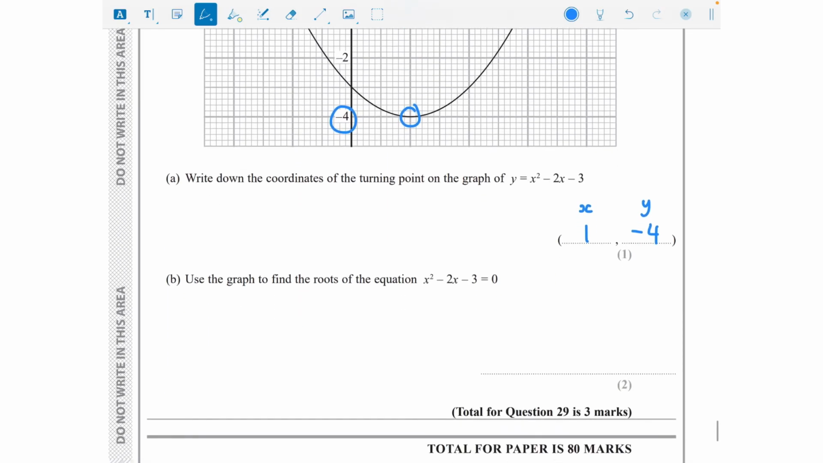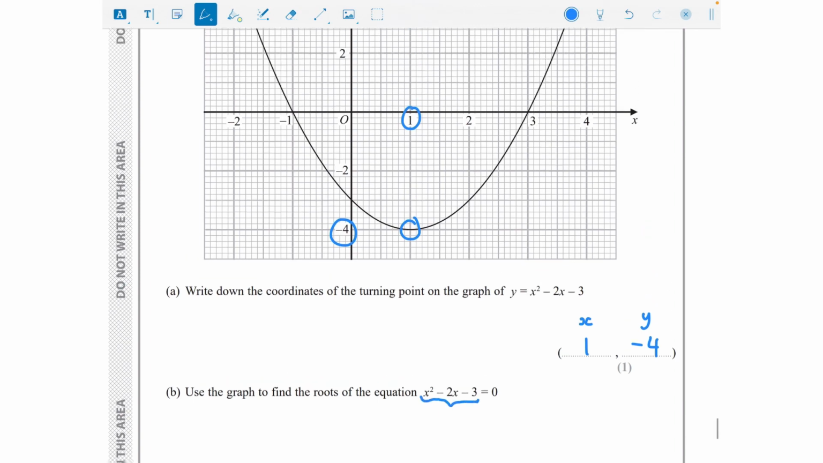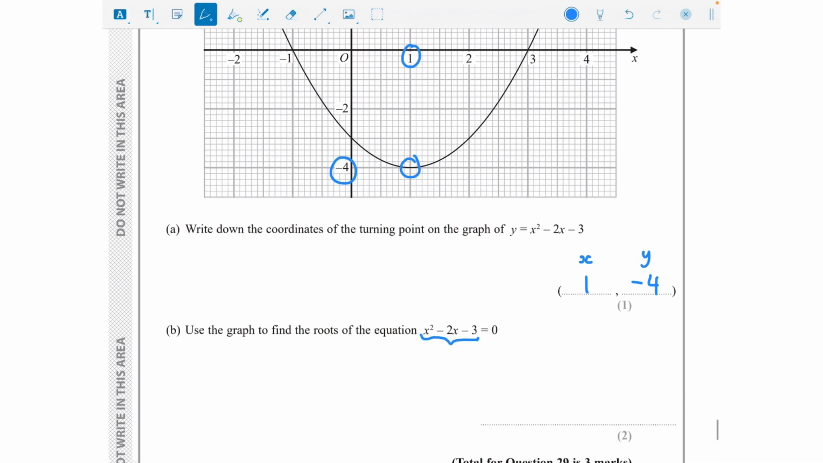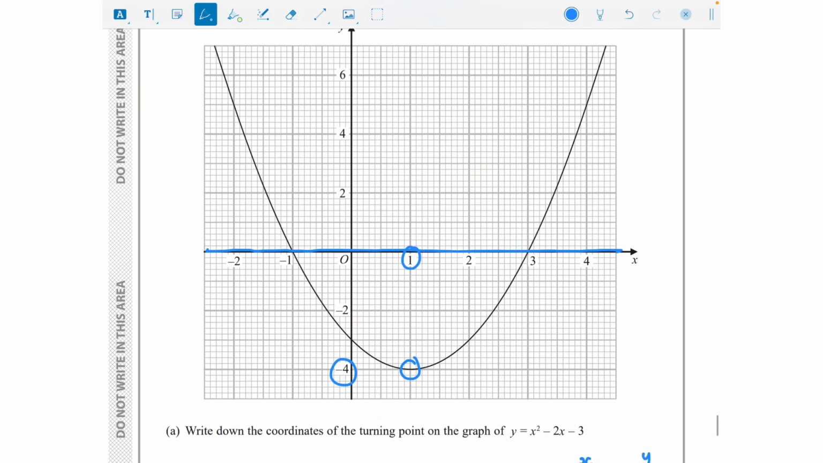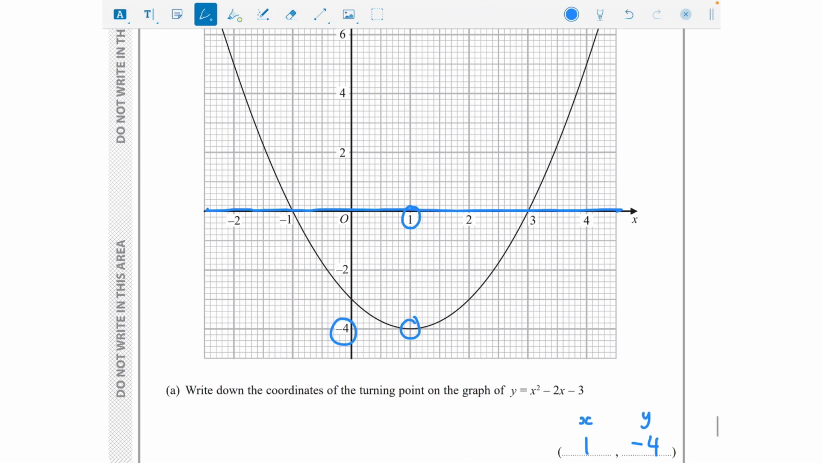1 mark for that. Then it says use the graph to find the roots of the equation x squared minus 2x minus 3. Now that's what we've got on the graph. That's what's drawn. Y equals x squared minus 2x minus 3. But they want to know, when does the parabola equal 0? And it equals 0 along the x-axis. So where it crosses that blue line there, that is where it equals 0. Those are the roots or the solutions of this. So it equals 0 at 3, and it also equals 0 at -1.